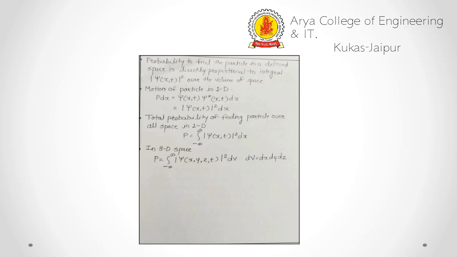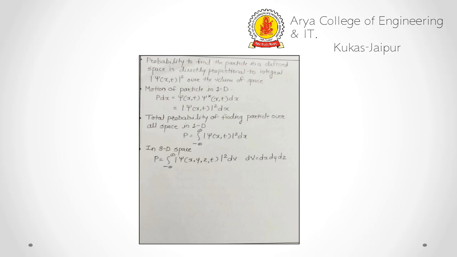Now, the probability to find the particle in a defined space is directly proportional to the integral of mod psi of x, t whole square over the volume. Here psi of x, t is the one-dimensional wave function. It is given that if we want to find the probability in some particular area, then we have to integrate it over that particular volume.